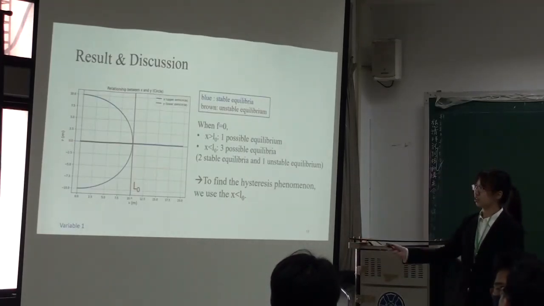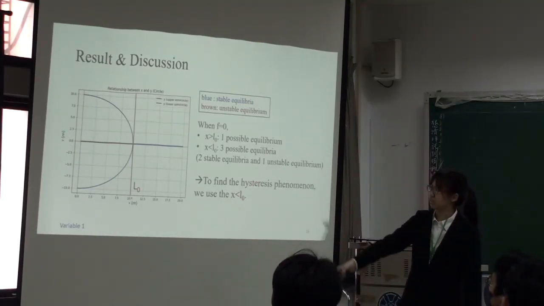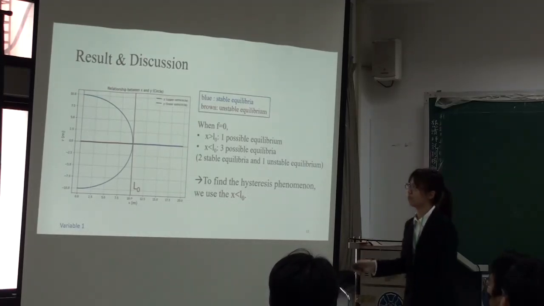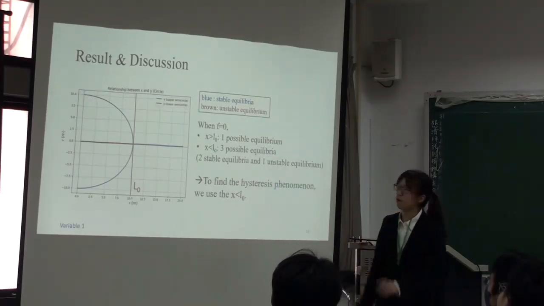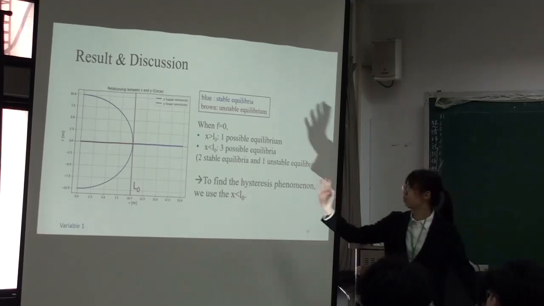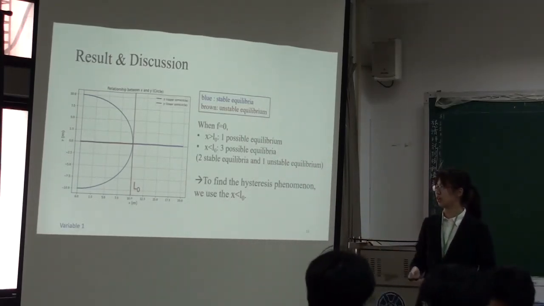And so here's our result. So in our graph, the x-axis is x, and the y-axis is y. And here, when the external force equals 0, when the x is bigger than L0, there's only one possible equilibrium. However, when the x is smaller than L0, there are three possible equilibria, and two of them are stable, and one of them is unstable.